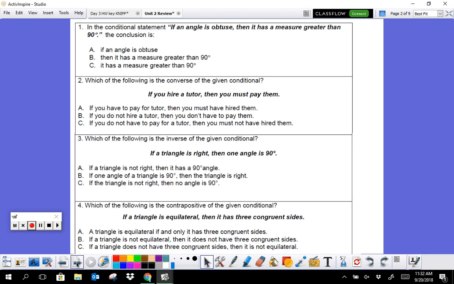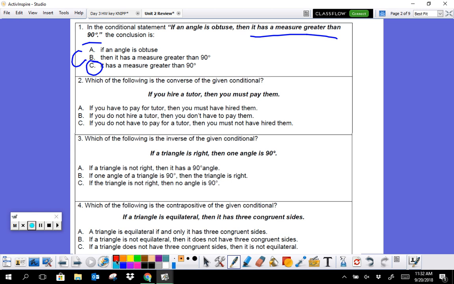Number 1. In the conditional statement, if an angle is obtuse, then it has a measure greater than 90 degrees. Your conclusion is going to be the second part of your sentence, but it's not going to include the then. So the conclusion is just: it has a measure greater than 90 degrees.